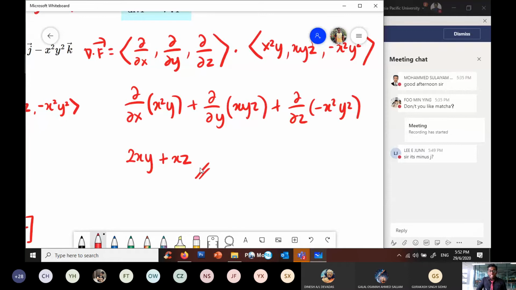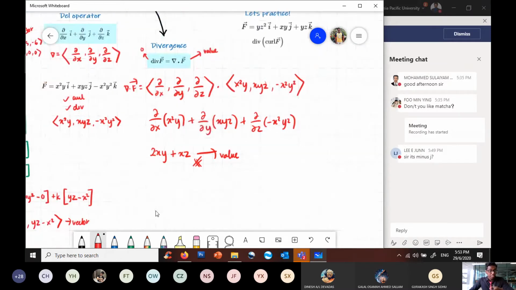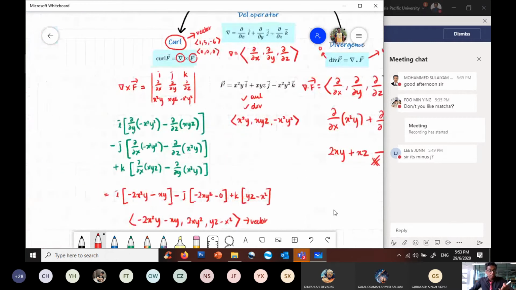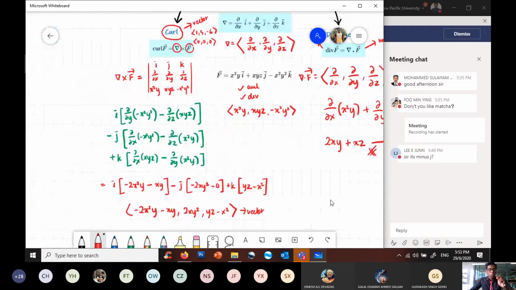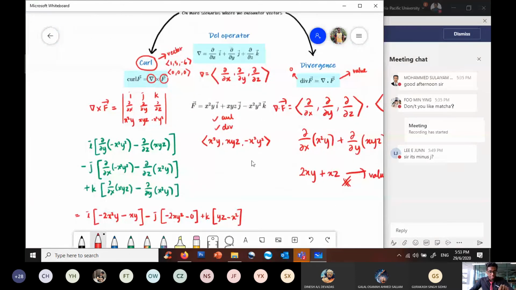Can you see? The answer that we get is not in the form of a vector. There's only one component, there's only one value. So divergence, you will get one value. If you put in a particular coordinate of x and y and z, then you can imagine the whole thing simplifies into one single number. Okay, so the key takeaway here is that one single number for divergence, a vector for curl. So these are the formulas.